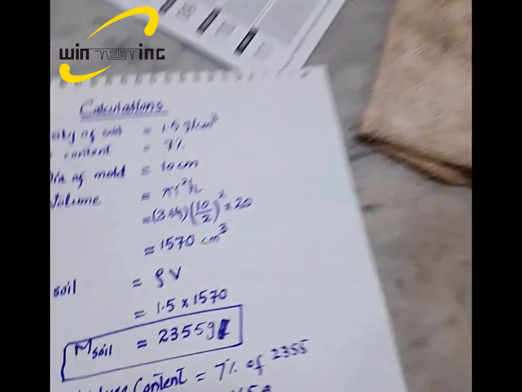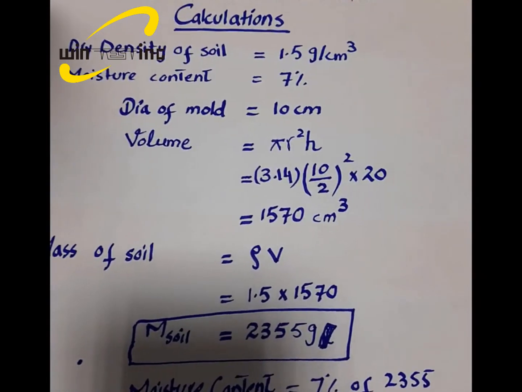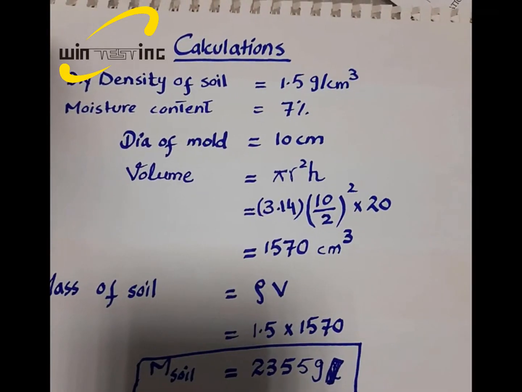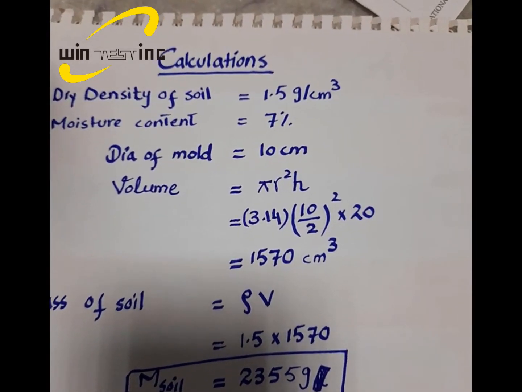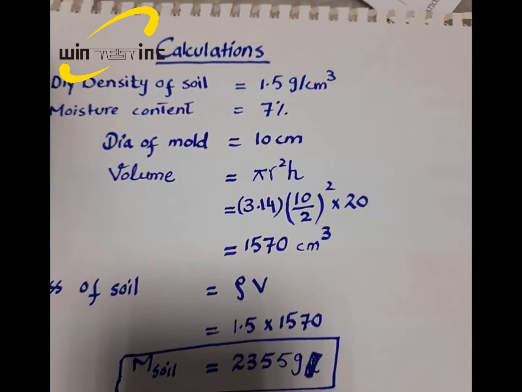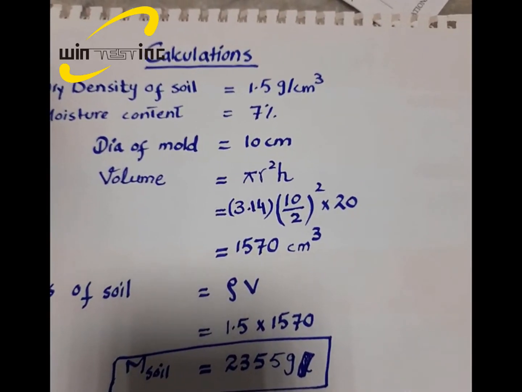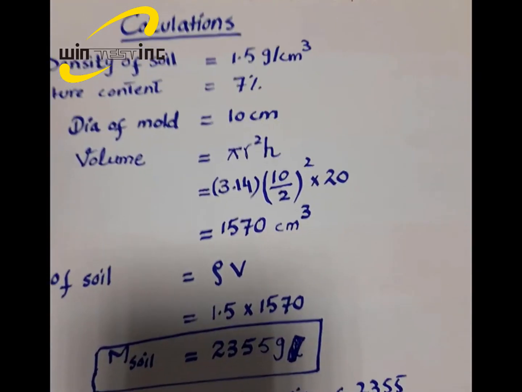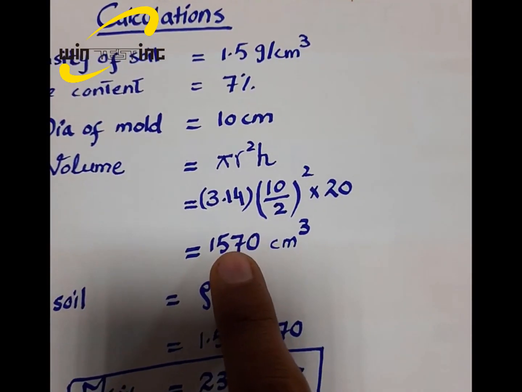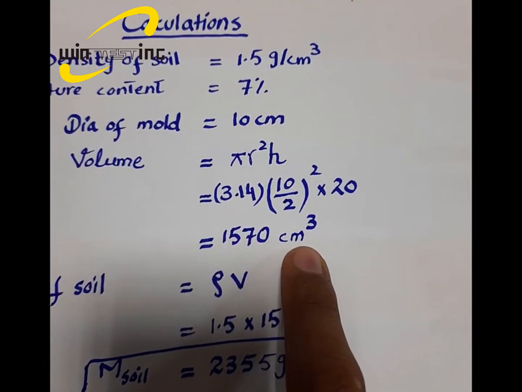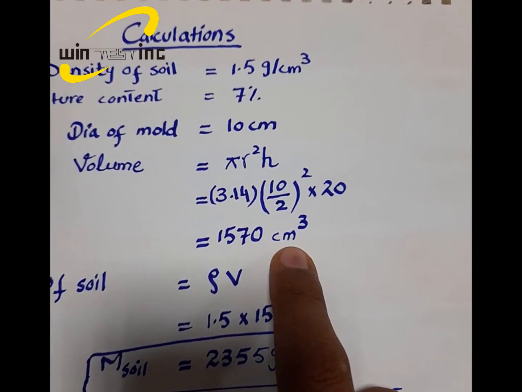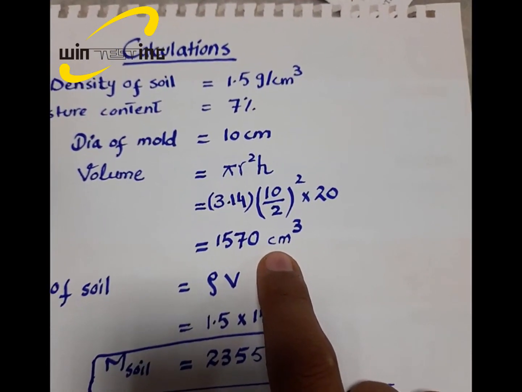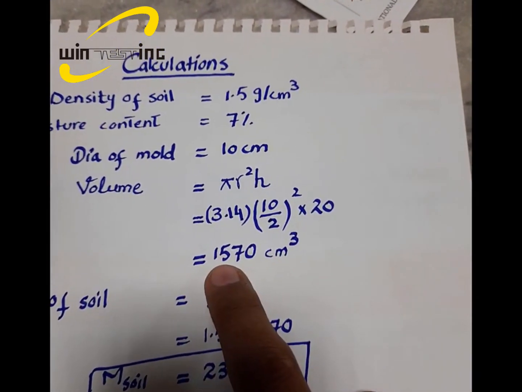So now we'll determine the volume of the mold, that is pi r square h. We have the radius, that is 10 divided by 2, and 20 centimeter is the height, and the volume comes out to be 1570 centimeter cube. Now how will we determine the mass of soil required to fill this volume?